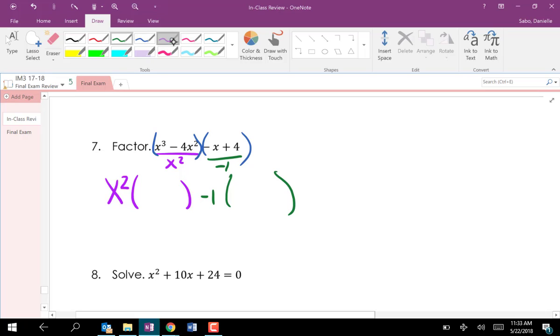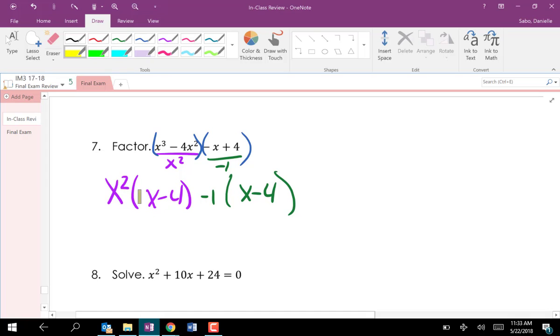What is left inside in purple? X minus 4. And what about in green? X plus 4. Careful. X minus 4, and here's why. Negative x divided by negative 1 is a positive x. Positive 4 divided by negative 1 is a negative 4.